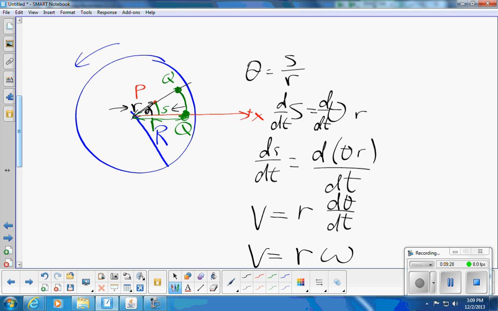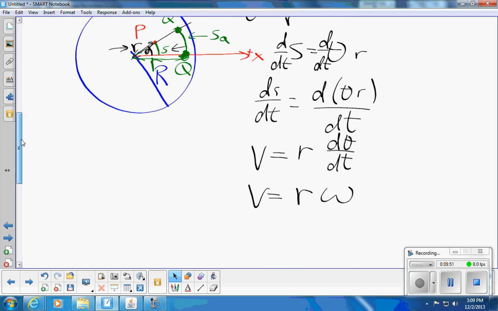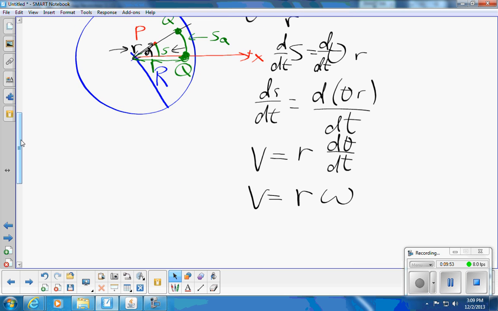Both P and Q are traveling through the same angle every second, but Q travels a longer distance. Q's s, too bad I made P's s green, is a larger value than the arc length for P, and that's because Q is traveling faster. So I'm just showing how this equation makes sense. For two different points on the same rigid rotating object, they both have the same omega.